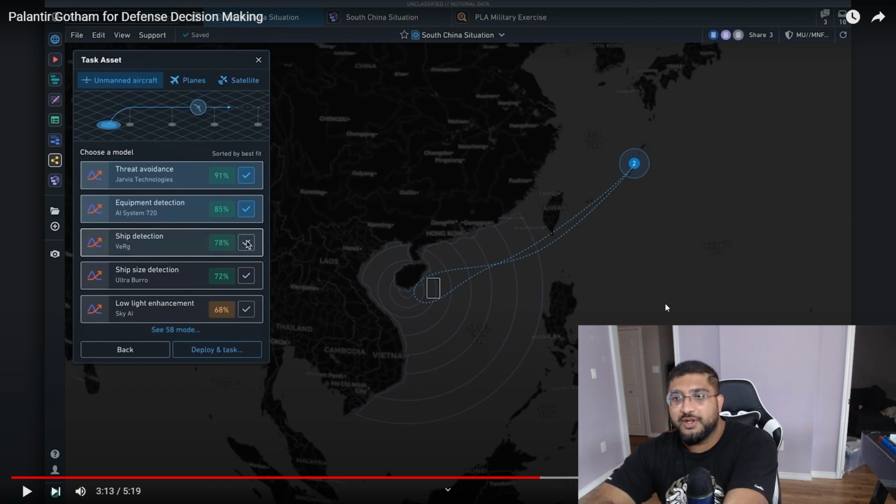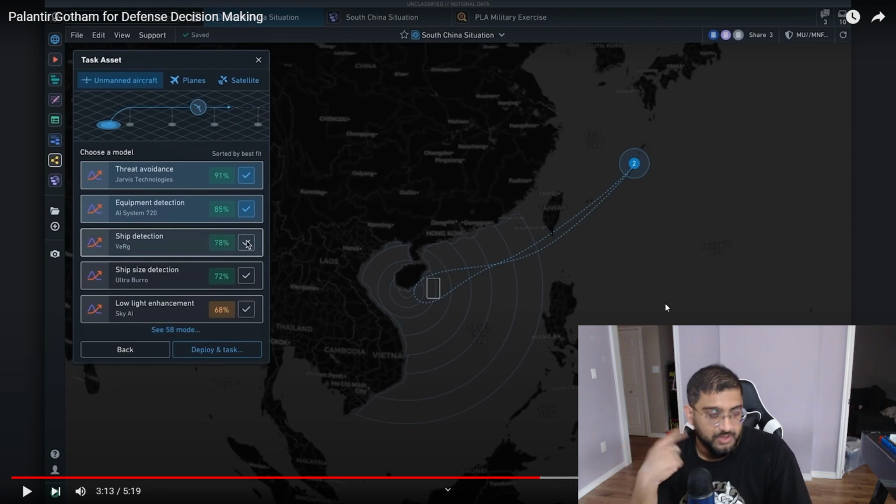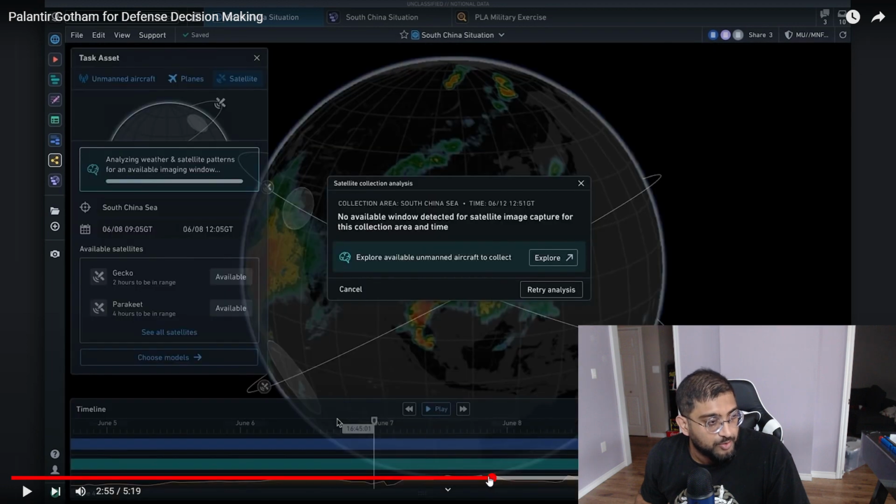So there are other models here. It's not just built-in Palantir models. It looks like, right? They were alluding to the fact that there were other partnerships. Hold on.